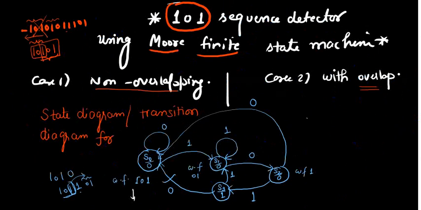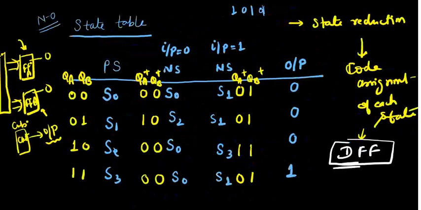We have designed a 101 sequence detector using a Moore machine, right? Moore Finite State Machine. Please, somebody, can you hear me?